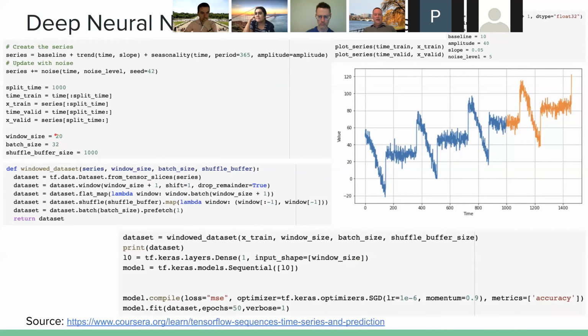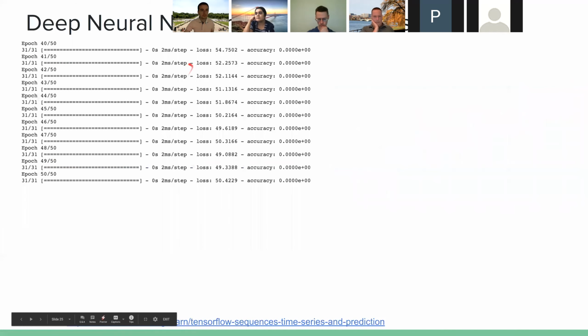When we do the fit with a dataset, it looks for the X values and the Y values to be provided by that dataset in the batches that you're specifying. For compiling, we're going to use stochastic gradient descent with a learning rate of 1e-6, and as expected, a loss of mean squared error. This is basically a linear regression because we're not using any nonlinear activation, just a simple dense layer.